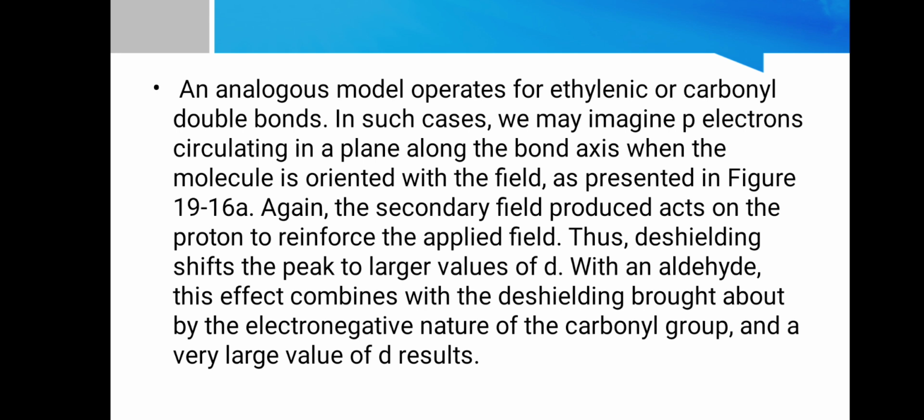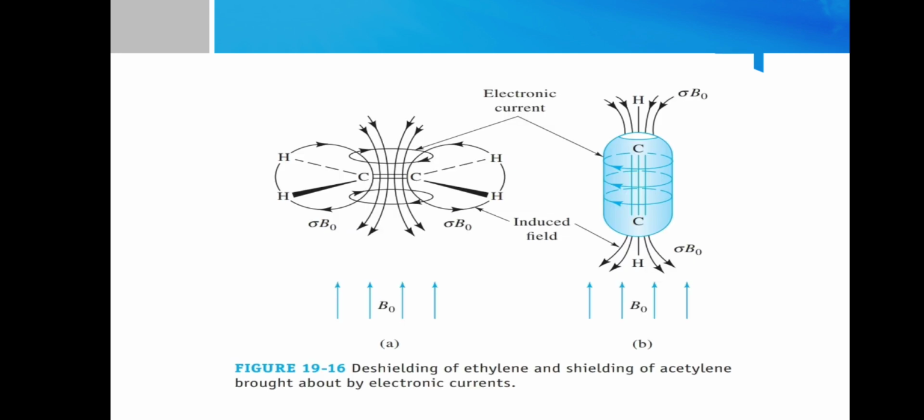When the molecule is oriented with the field as presented in figure 19.16a, again the secondary field produced acts on the proton to reinforce the applied field. Thus, de-shielding shifts the peak to larger values of delta with an aldehyde. This effect combines with the de-shielding brought about by the electronegative nature of the carbonyl group, and a very large value of delta results. So these are the de-shielding effects of ethylene and shielding of acetylene brought about by the electronic currents.